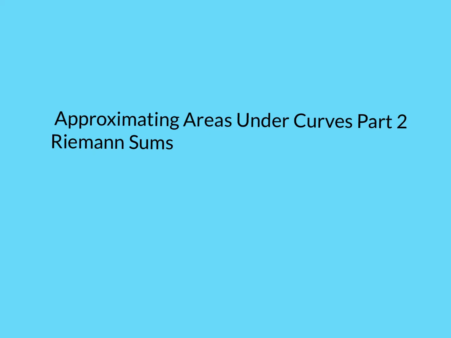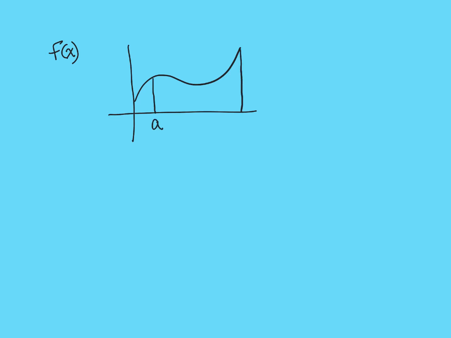This video is about approximating areas under curves, part 2 of 3: Riemann sums. Let me start here with just a general function f of x. So if I have some general function f of x, I'm going to make it look like this, why not? And we're going to find the area of the curve between A and B. So we want the area below the curve and above the x-axis, okay? So this is the area that we're going to be finding right in here.